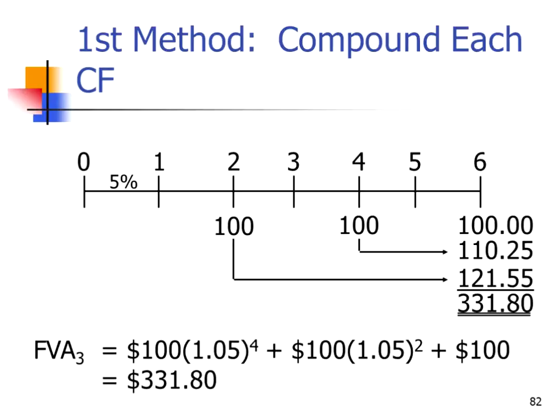First method, compound each cash flow. So this has been done exactly in the way that I showed you in the beginning. What's being done is you are taking the number of periods. For example, if you have $100 at period 2, then you'll compound for that many periods ahead. So this will be 1 period ahead, then 2 periods ahead, then 3 periods ahead, and then 4 periods ahead. So here n is equal to 4.